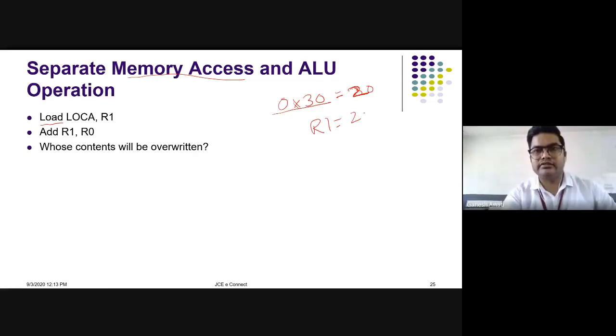So the R1 register will have 20 now, and then ADD R1, R0, and the result will be stored in R0. This is how we will write the instructions. This is always the destination, the result destination. This content is stored here, ADD, and this is the destination.